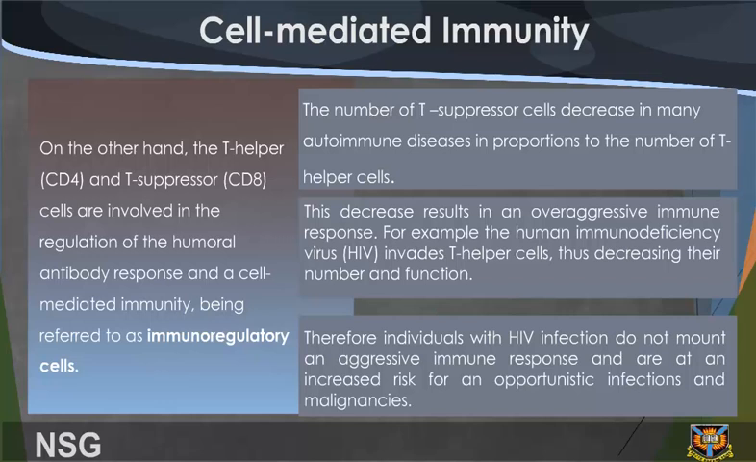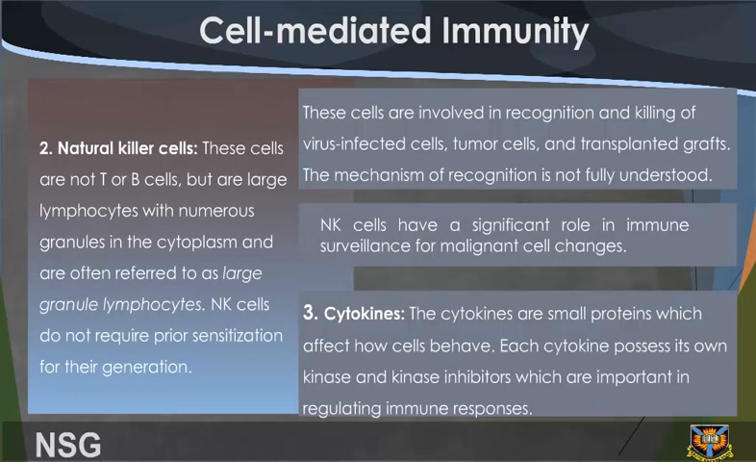For example, the human immunodeficiency virus, HIV, invades T helper cells, thus decreasing their number and function. Therefore, individuals with HIV infection do not mount an aggressive immune response and are at an increased risk for opportunistic infection and malignancies.